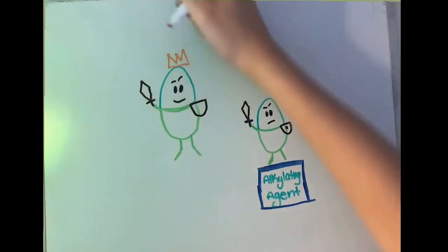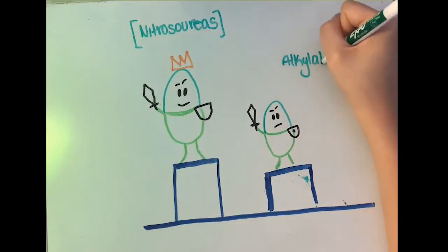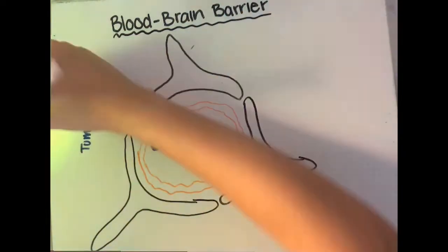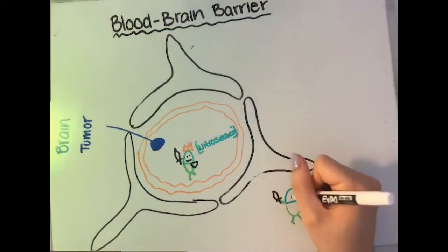Nitrosamines are also a type of alkylating agent that have a special role. They inhibit DNA repair and are able to travel to the brain by crossing the blood-brain barrier and treat brain cancers, unlike other alkylating agents.